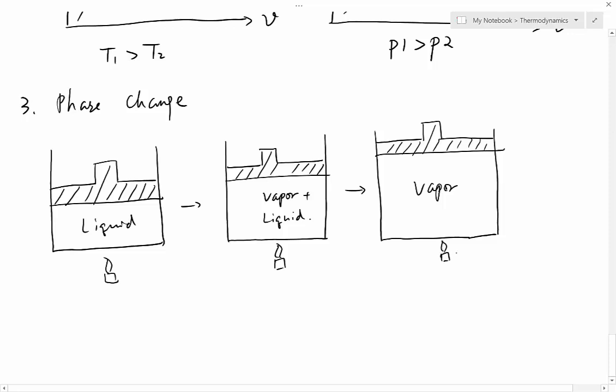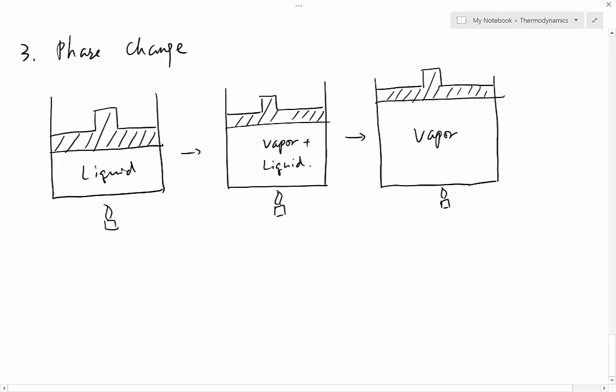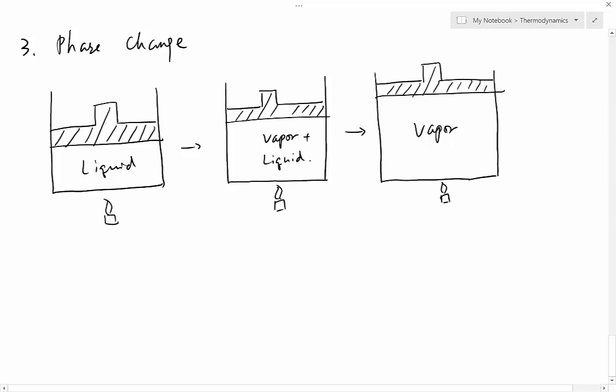Okay, so this is a process of how you boil water. You provide heat. Water is going to start boiling, which means it's going to give you more vapor. And what if you don't stop? What if you continue heating it up? You're going to end up with only vapor and no liquid. This is a constant pressure process.